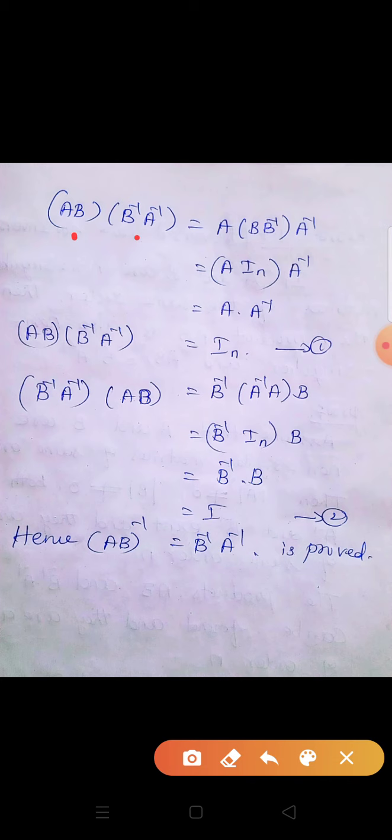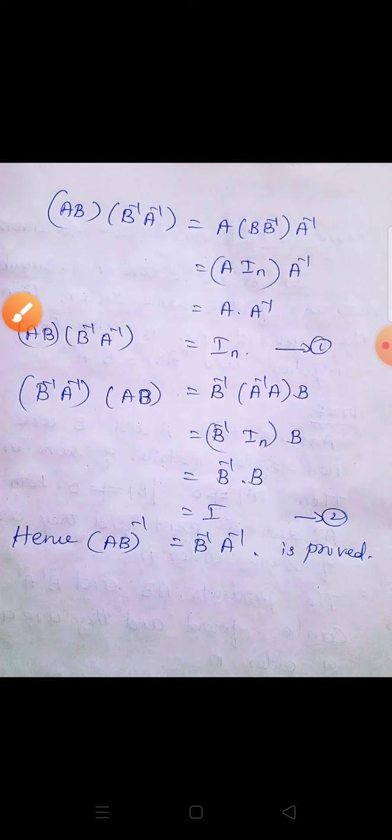We are going to multiply these two matrices, AB and B inverse A inverse. We are applying the associative property, changing the brackets: A, B B inverse, A inverse. By the inverse property, B B inverse gives In, so A In A inverse. Now by the identity property, A In is equal to A, so A A inverse, and once again by the inverse property we get the answer: In.